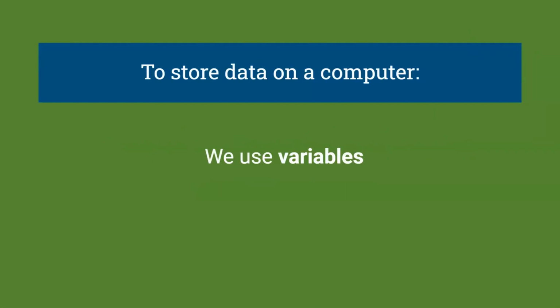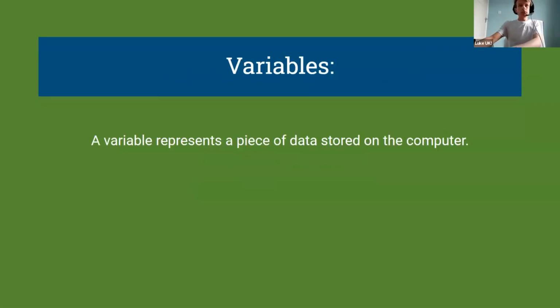So how do we store this data on a computer? Especially in a program, we use things called variables, and variables is how we hold this actual data. There are different types of data depending on the type of thing that we want to store. And we'll be going over that in lesson. So let's look at what variables are, because variables are a really fundamental part of programming. Without variables, you can't really do much in a program. So a variable represents a piece of data that's stored on the computer.